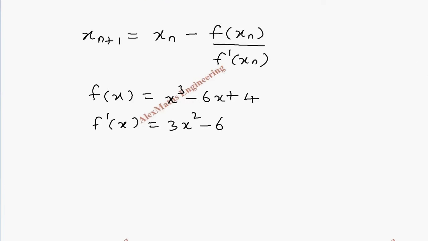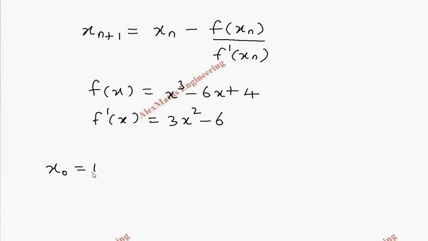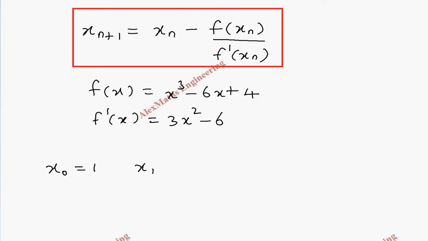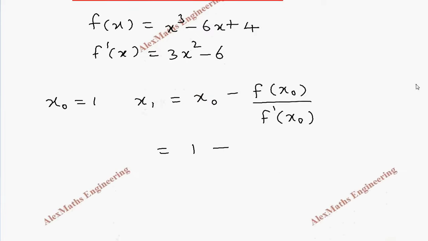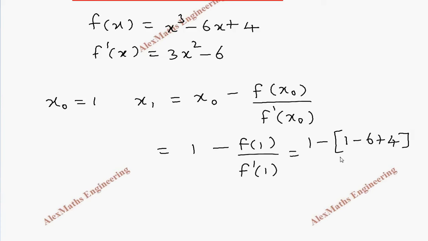Now since the root is nearer to 1, let's take x naught as 1, and we are going to find x1 using this Newton-Raphson's formula. For that I have to write x1 equal to, the value of n is now 0, x naught minus f of x naught whole divided by f dash of x naught. So x naught is 1 minus f of 1 divided by f dash of 1. When I put 1 here, it is 1 minus 6 plus 4, and this whole term divided by f dash of 1, which is 3 into 1 square is 3 minus 6.